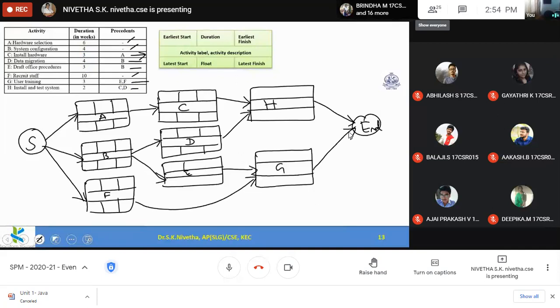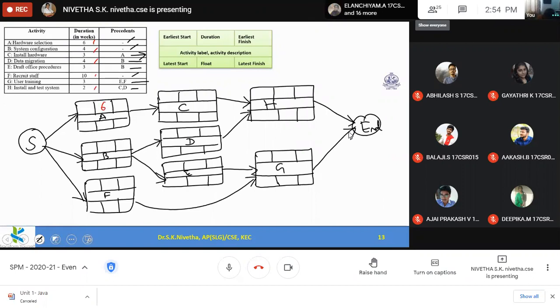So I am marking the partitions in all the nodes. Okay. So first we fill the duration given in the input. So all these durations can be given here.